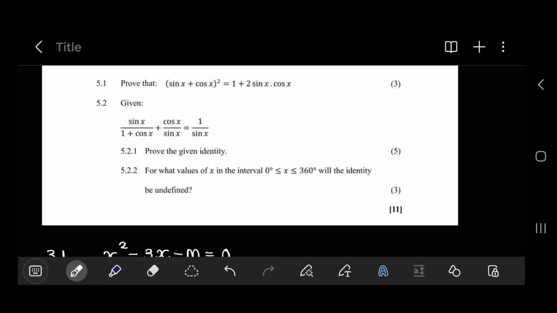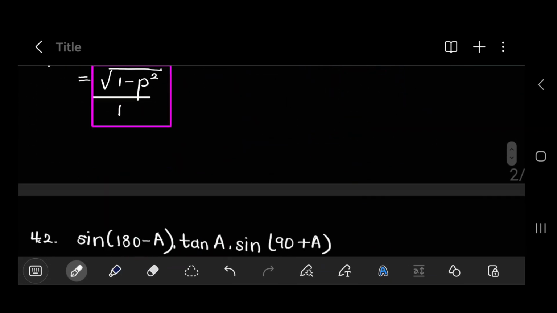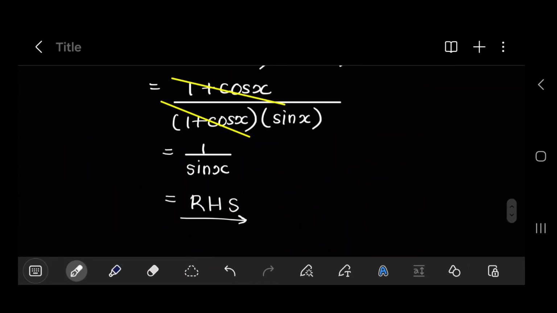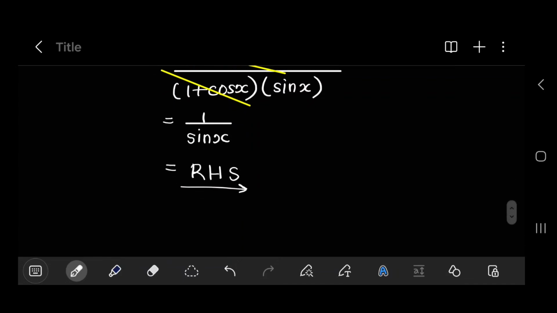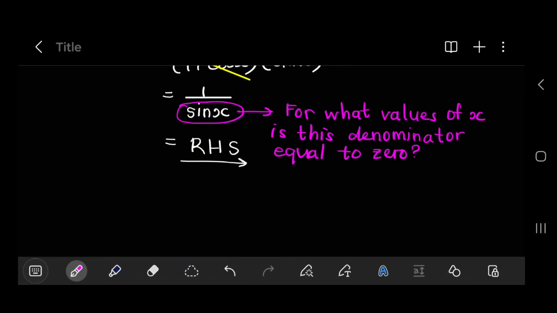Now 5.2.2 says, for what values of x in the interval where x lies between 0 and 360 degrees will the identity be undefined? And here's the thing. When they ask you where the identity will be undefined, here's how you do it. Since you're working with fractions, you are going to look at values of x where your denominator is equal to 0. Because we know that, right? In a fraction, the only time a fraction is undefined is when the denominator is 0. Now, we need to think about this carefully. Looking at this denominator, we're going to ask ourselves, for what values of x is this denominator equal to 0?